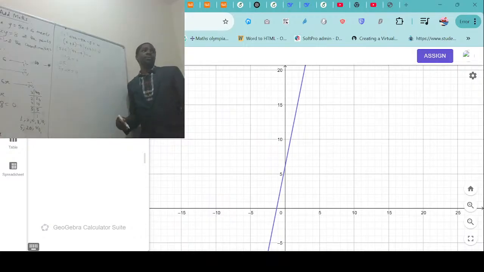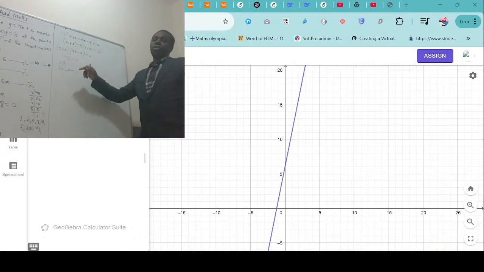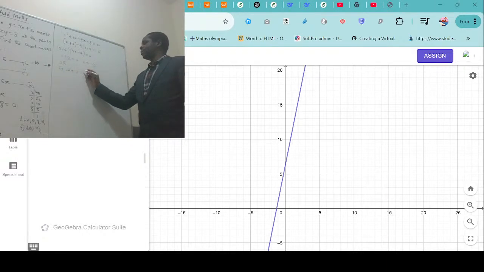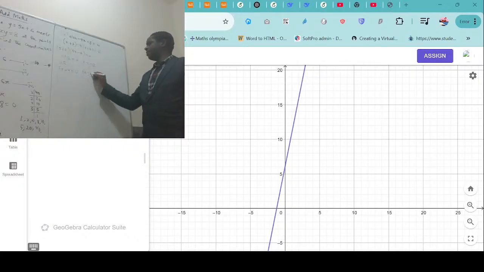You agree? So if x plus 2 equals 0, it means that x has to be what? Minus 2. So minus 2 plus 2 equals 0. And if 5x minus 4 equals 0, then 5x equals, taking 4 to the other side, 4, which further implies that x equals 4 over 5.